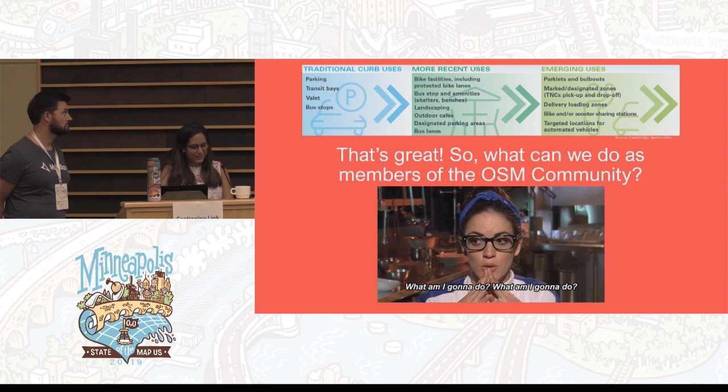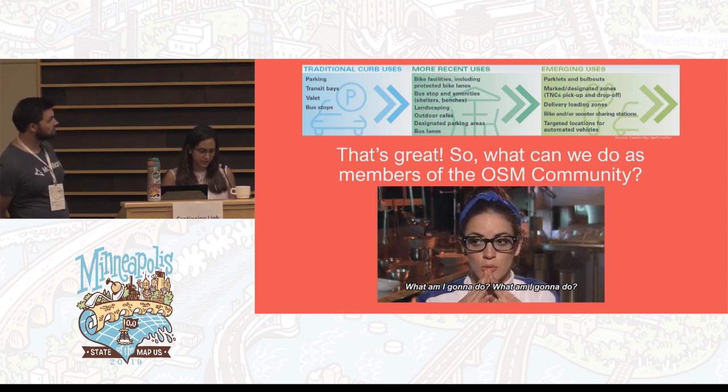So, in other words, the traditional uses of the curb have changed. Here in this graphic, you can see the traditional ones, the recent uses, and the emerging uses. And of course, that's going to keep changing. Just think about like the last 10 years and how it has changed already.